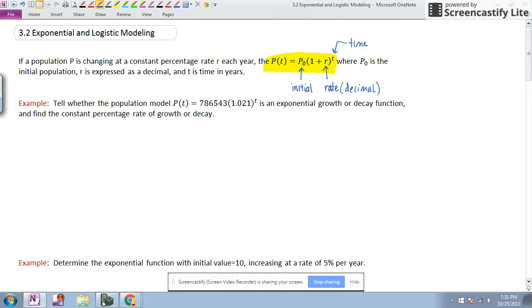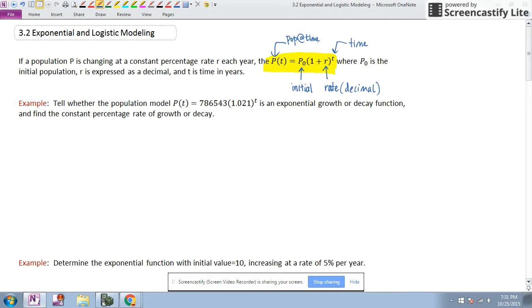So T would be in years, or 5% every minute, then T is in minutes, or 12% every second, then T is in seconds. And then this right here will tell us our population at that given time. So if you want to wait 5 years down the road and your equation's in years, then T is a 5 and I can tell you the population. All right.